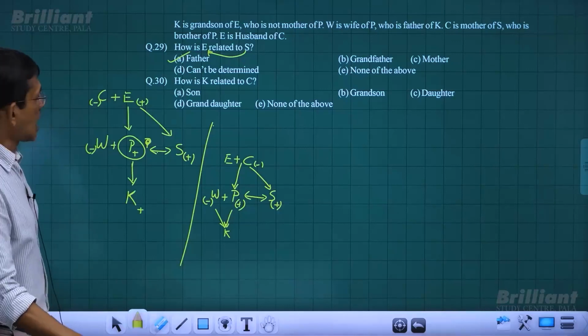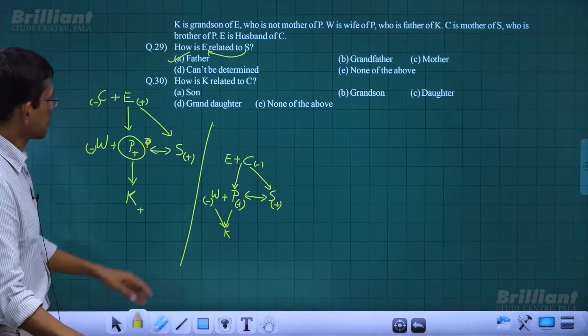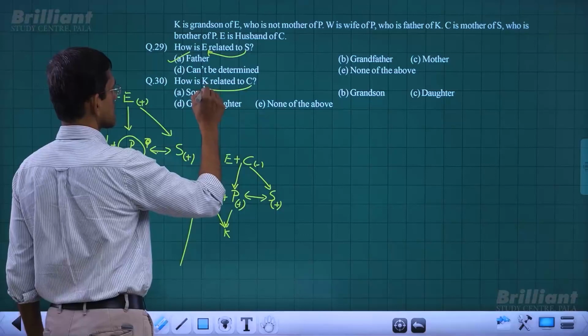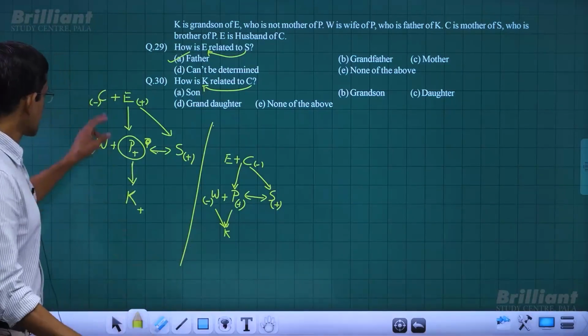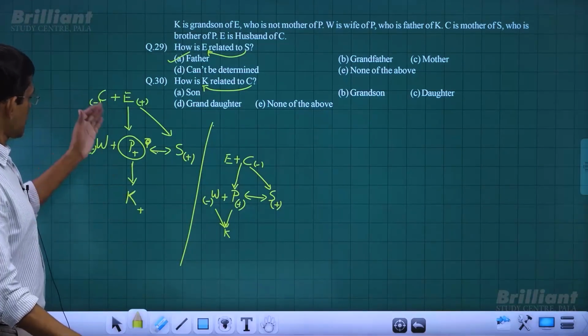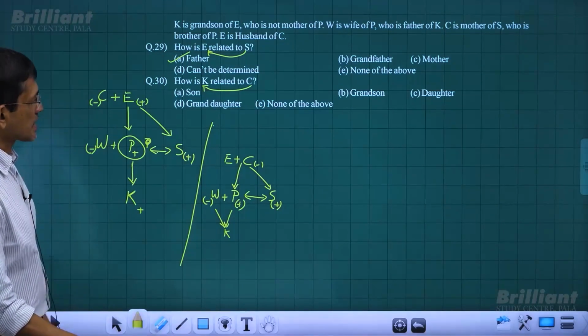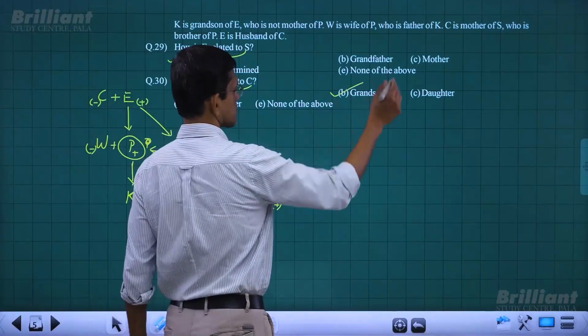Number 30. How is K related to C? From C's point of view, who is K? Of course, that's a grandson. Definitely, so that's a grandson.